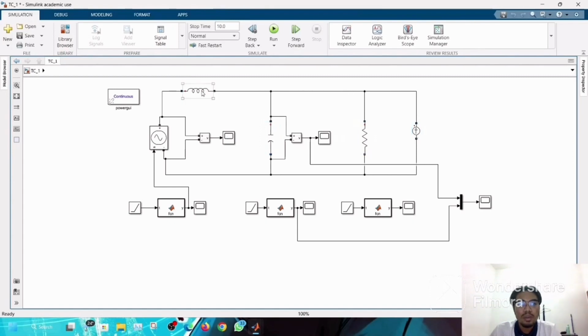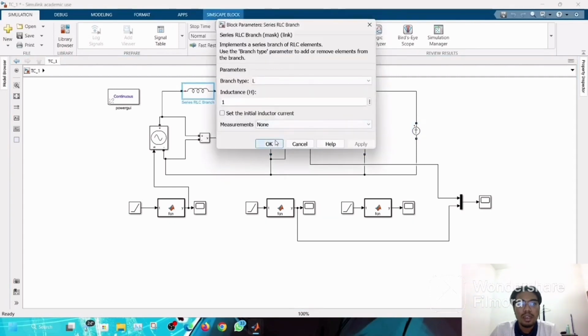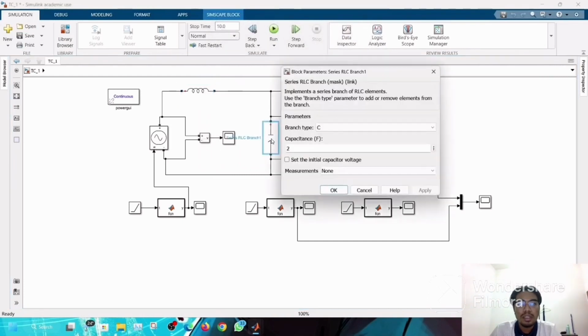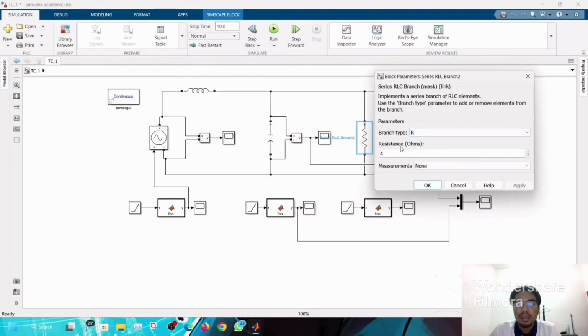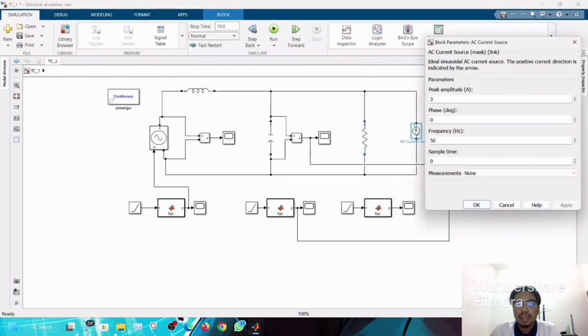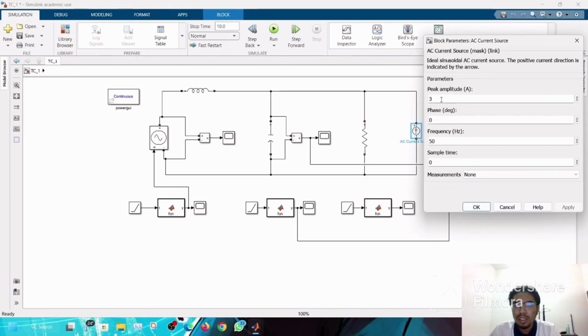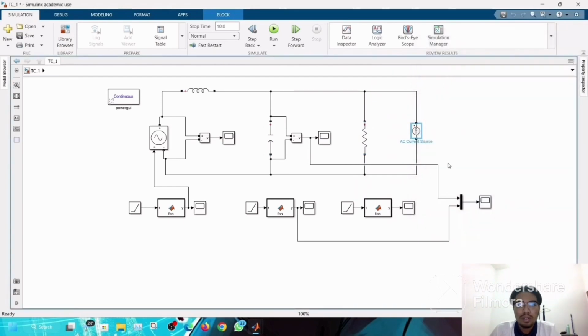So firstly we set the value of inductor for 1 Henry, and then the capacitor is 2 Farad, for resistor is 4 ohm, and the current source is 3 ampere. So then we must use this MATLAB function to put the equation from the question of the project.